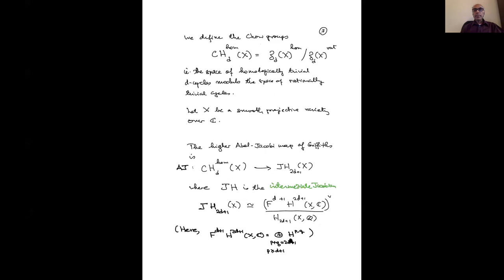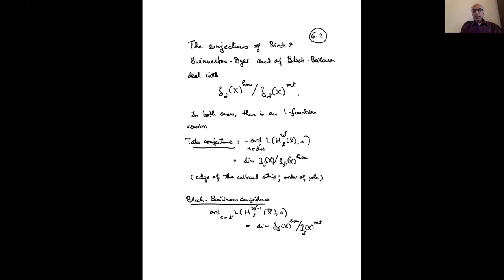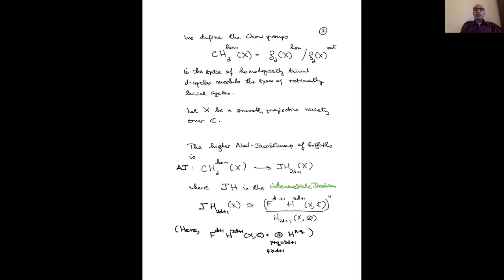Okay. So the Chow group that I mentioned, at least this particular version of the Chow group, is D-cycles which are homologically trivial. That is, it's all homologically trivial cycles, modulo rational cycles. If I don't put this decoration HOM, then the Chow group is usually just all cycles, modulo rationally trivial cycles. Okay. Now, how are we going to study this?